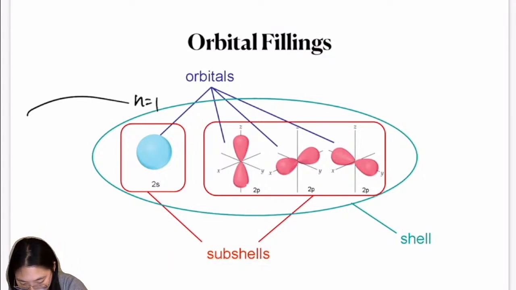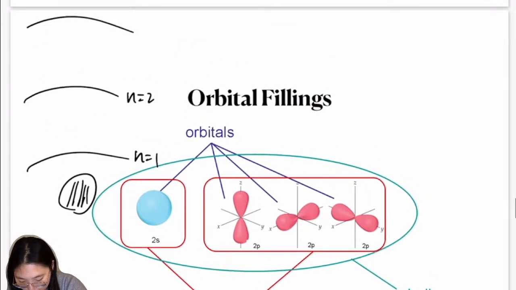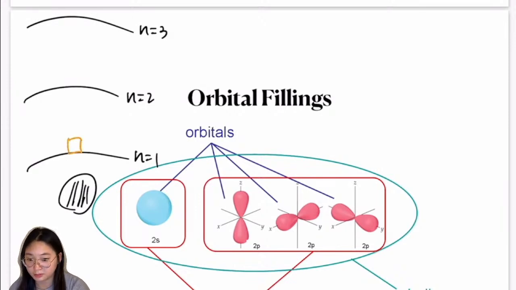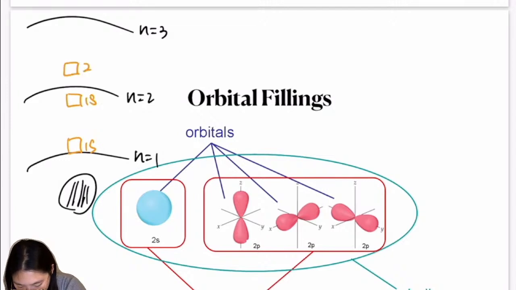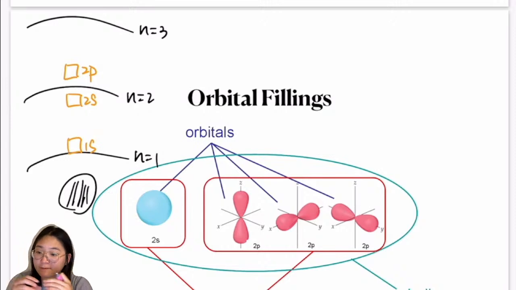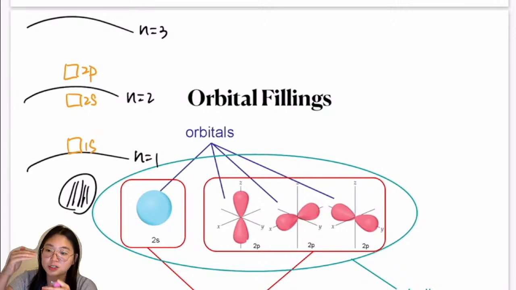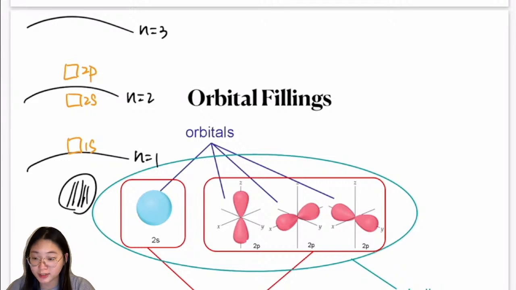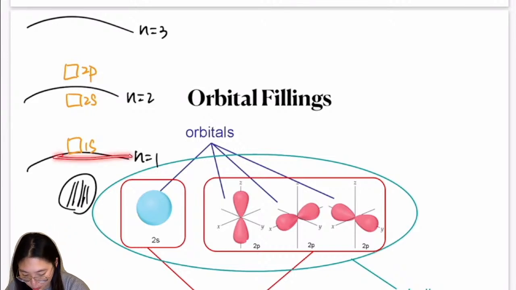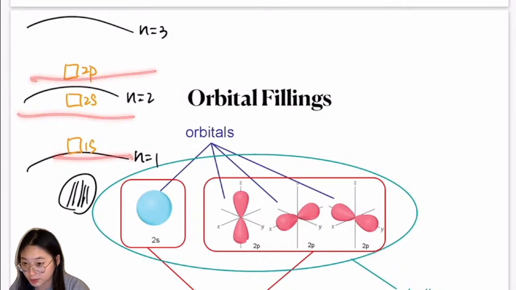So this is n equals 1. Let's say this is the nucleus, and this is n equals 1, this is n equals 2, and this is n equals 3. When it comes to n equals 1, there is only one sublevel, which is 1s. When it comes to n equals 2, there are two sublevels: 2s, the lower one, and 2p, the higher one. Sublevel means that even within one level, they can be differentiated into multiple levels. In terms of energy, 1s is the lowest, then 2s, and then 2p.